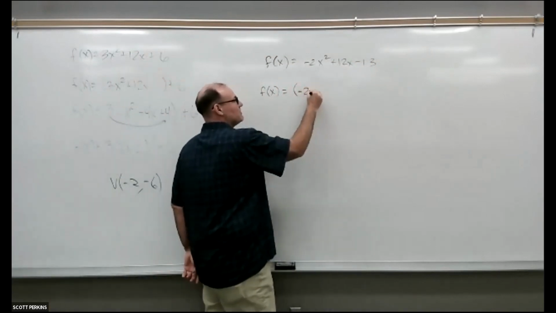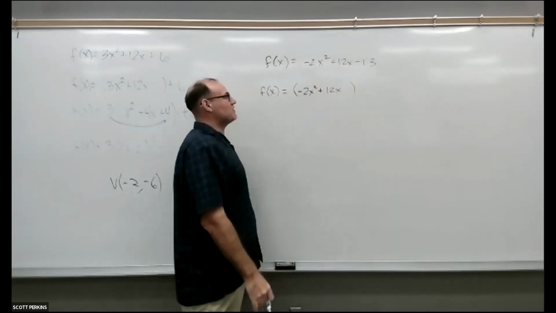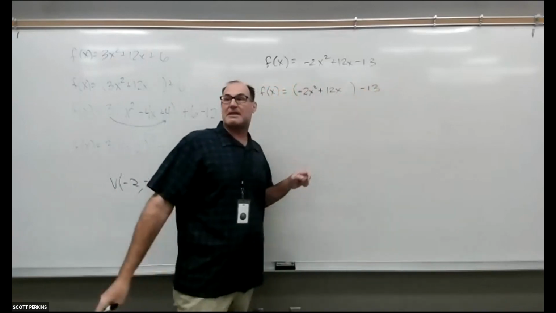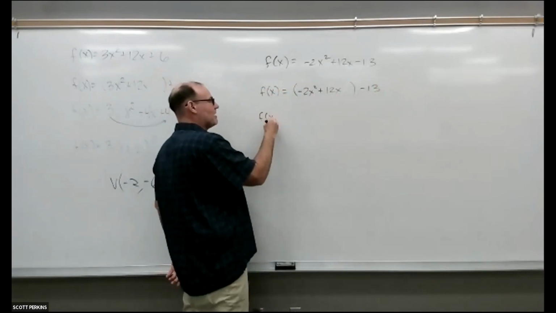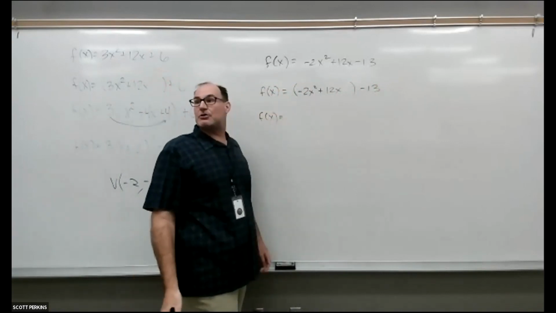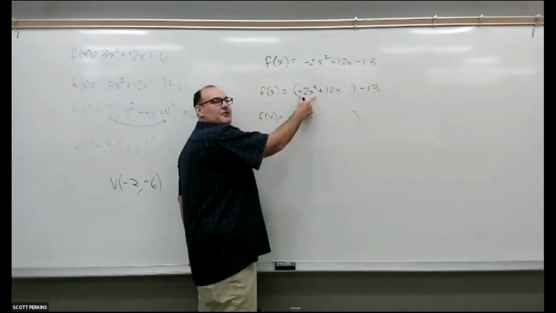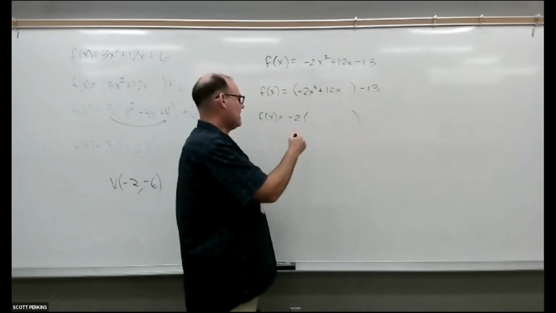So first thing I'm going to do is group my terms that have my x's. So the negative 2x squared plus 12x. The negative 13 is outside the parentheses, waiting for something to happen. Now, you just told me the number in front of the x squared was a negative 2, so I'm going to factor a negative 2 out. Fantastic. So when I factor negative 2 out of negative 2x squared, what's left? Hey, just the x squared.